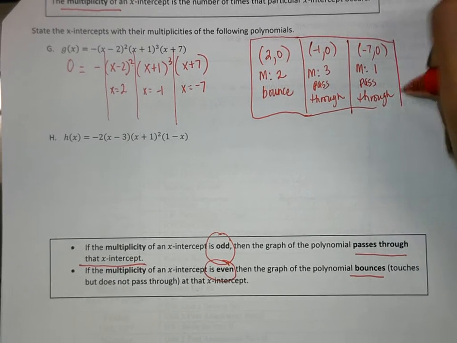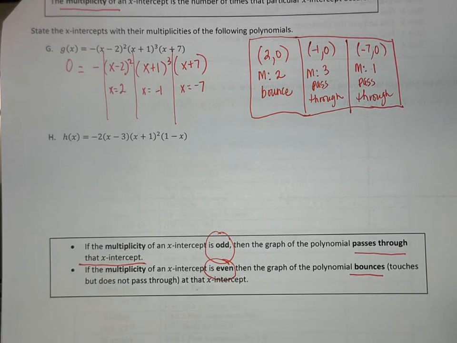Now I'm going to end up abbreviating things. So for bouncing, I'm going to put a B, and for passing through, I'm just going to put a P. Or you can put a PT if you want to. Does that sound okay? All right, so let's do this next one.